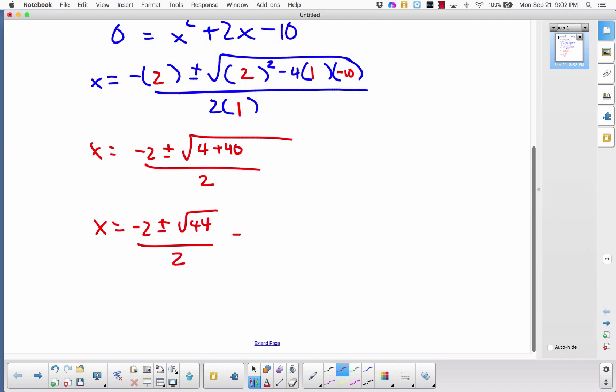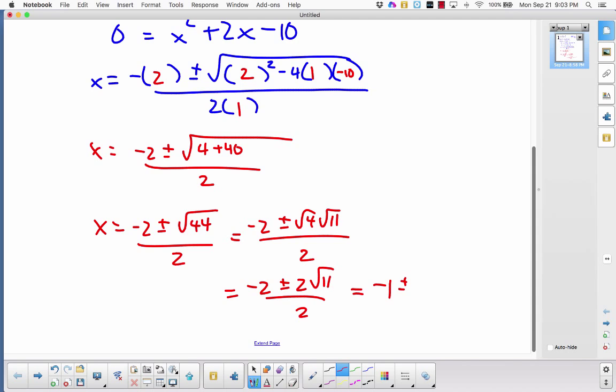Then I'll get x is equal to minus 2 plus or minus the square root of 44, all over 2. Now the square root of 44 is the same thing as the square root of 4 times the square root of 11, all over 2. And the square root of 4 is 2, so it'll be minus 2 plus or minus 2 root 11, all over 2. 2 will divide evenly into everything there. This is all one term, so it can divide either that or that. Since it can't divide into a radical, it has to go into this. So it'll be minus 1 plus or minus 1 root 11. And that'll be my answer.